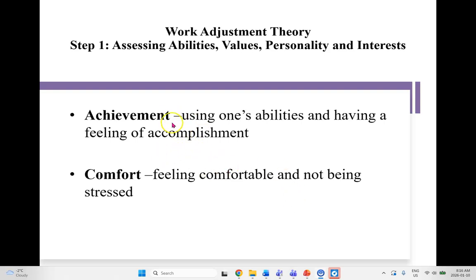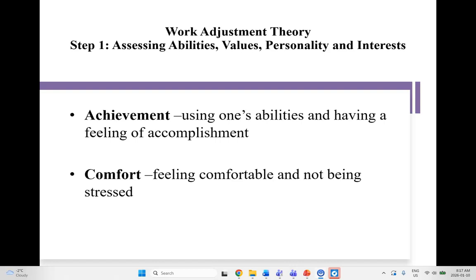So, a value of achievement refers to using one's abilities and having a feeling of accomplishment. For many of us, that's important in a job, to feel that I have the skills to use in this role and I'm able to apply them effectively. So, I gain a sense of achievement, and that enhances my sense of satisfaction.